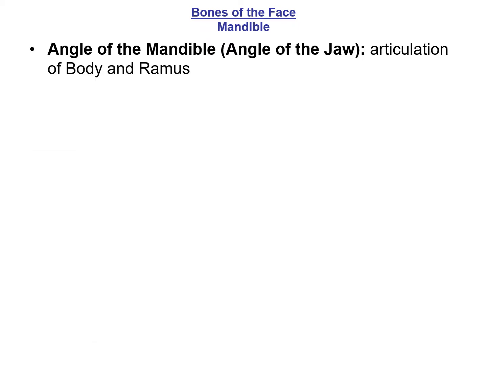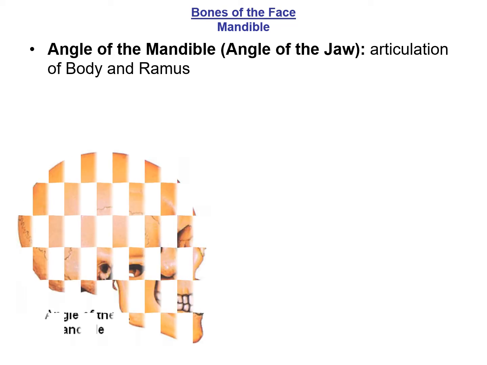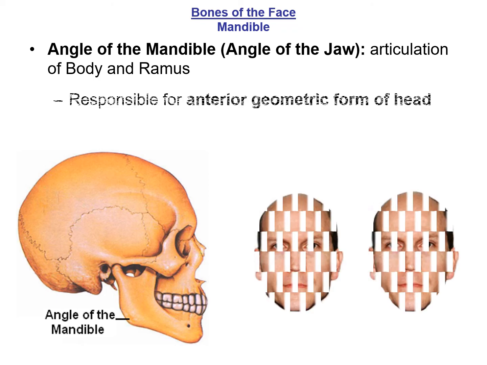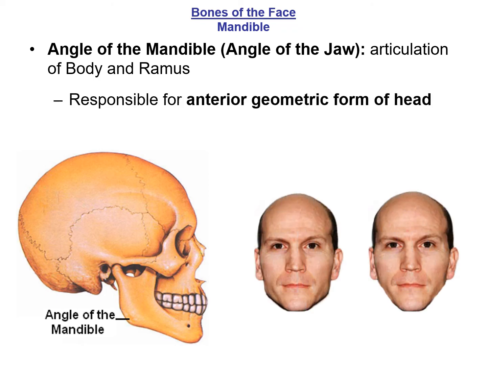The last structure we're going to look at is the angle of the jaw, or angle of the mandible. Both are correct. That's just where the body of the mandible articulates with the ramus of the mandible. And the angle of the jaw has a pretty big impact on how your face looks. It is one of the things that affects the anterior geometric form of your head. And that has to do with how long the ramus is.